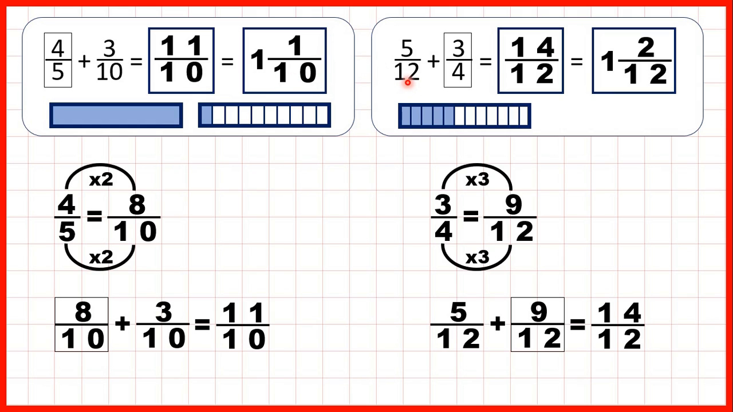Then we had 5/12, and we were adding 3/4. We saw that 3/4 was the same as 9/12, so when we put those together, that gave us 14/12. But as a mixed number, that's the same as 1 whole and 2/12.